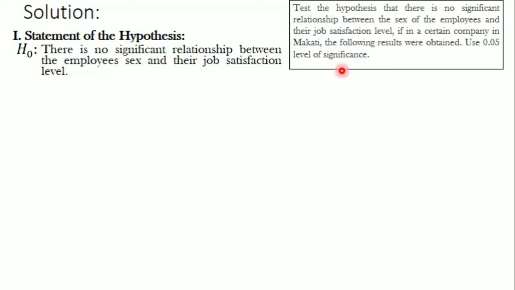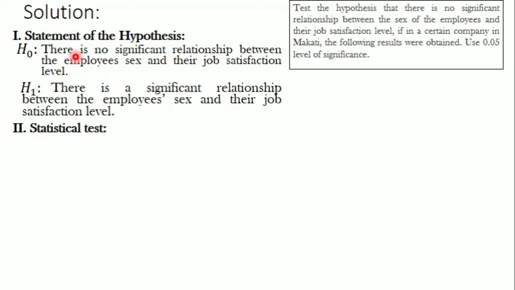The next, the solution. So first step is you need to state the hypothesis. So what is your null hypothesis? Based from here, your null hypothesis is there is no significant relationship between the sex of the employees and their job satisfaction level. The next is the alternative hypothesis. We have there is significant relationship between the employees' sex and their job satisfaction level. Next, the statistical test we used is the chi-square test.